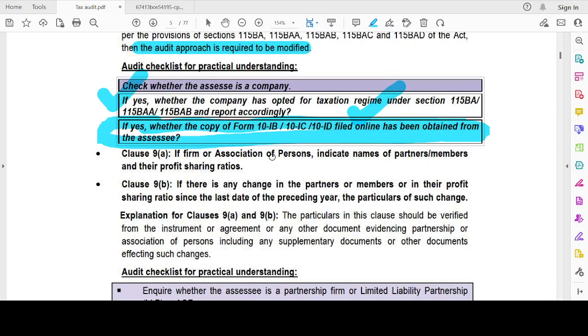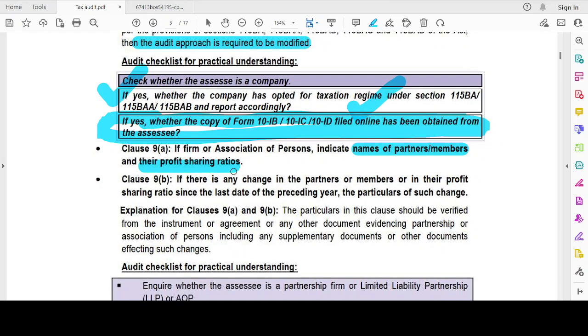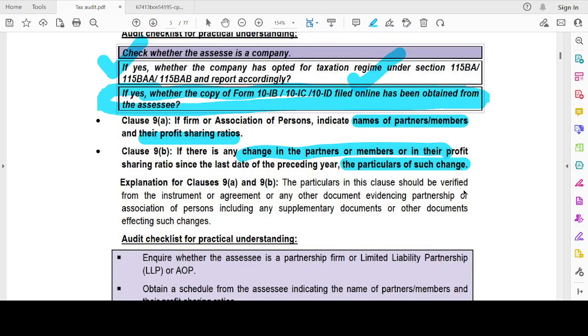If firm or association of persons, indicate names of partners or members and the profit sharing ratio. If the status is given as AOP or a firm, then I have to state the names of the partners or the members and their profit sharing ratio. If there is any change in the names of the partners or the profit sharing ratio given in clause 9A, then those changes have to be disclosed in clause 9B.